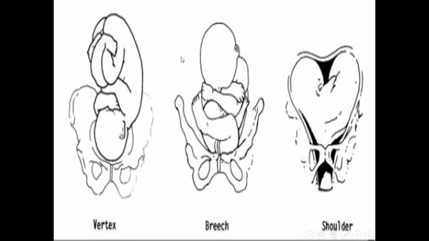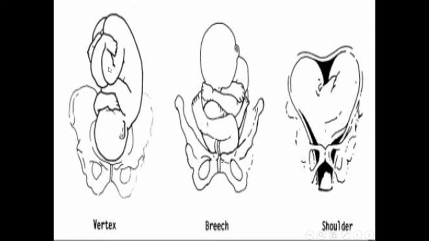And we have what's called the presentation. If we have a longitudinal lie, we have two presentations. If it is a longitudinal lie and the lower part of the baby is the fetal head, so the fetal head is touching the pelvic inlet, we have cephalic presentation. If it is a longitudinal lie but the lowest part of the baby is the fetal buttock, the first part of the baby touching the pelvic inlet, we have what's called breech presentation. If we have transverse lie, we have shoulder presentation.